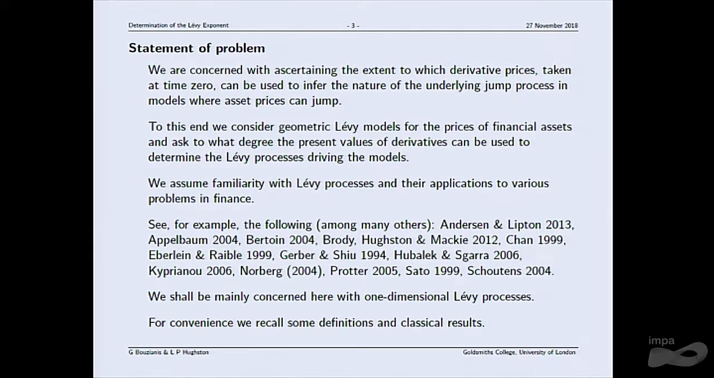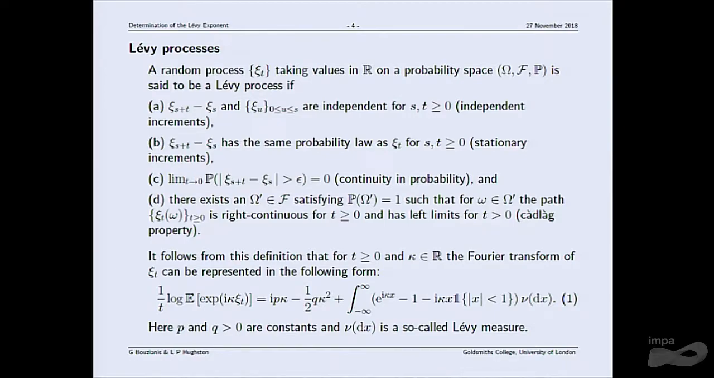And here there's a broad literature, and I've mentioned on the slide here several well-known references. In what follows, we'll be mainly concerned with one-dimensional processes, although the general ideas can be extended into higher dimensions. For convenience and perhaps for the benefit of students, I'll recall a few definitions and classical results. This will also help to establish the notation.